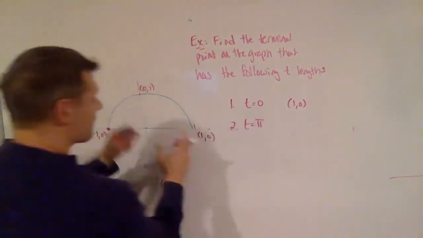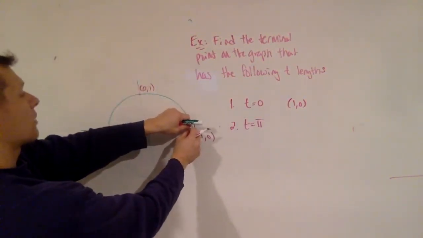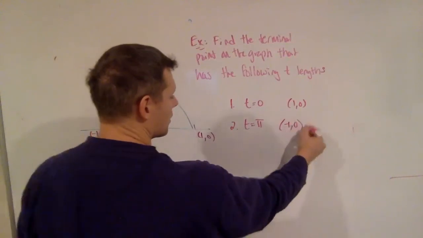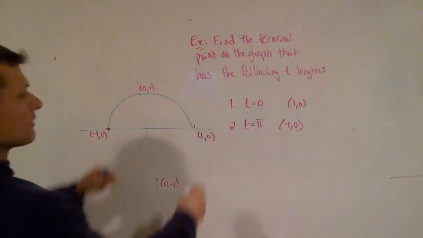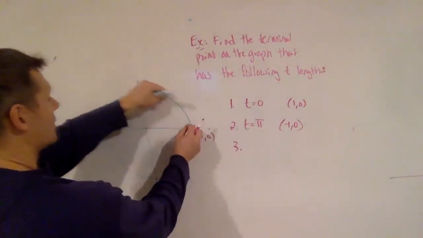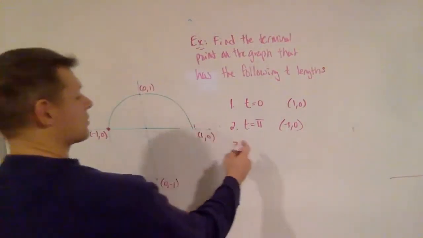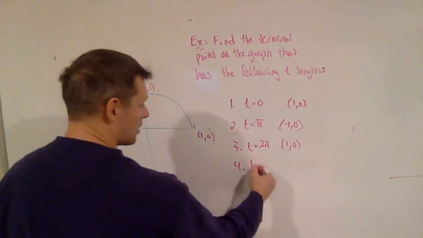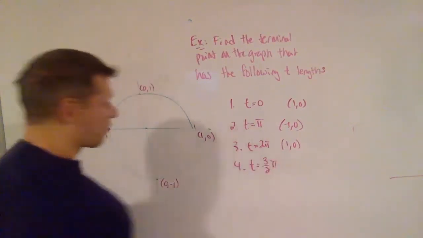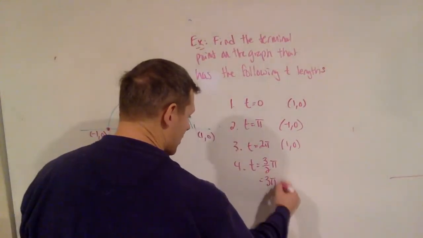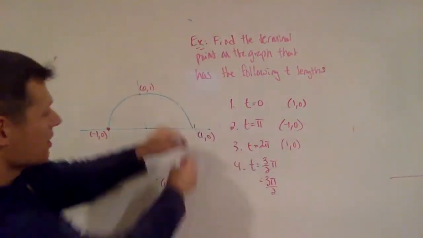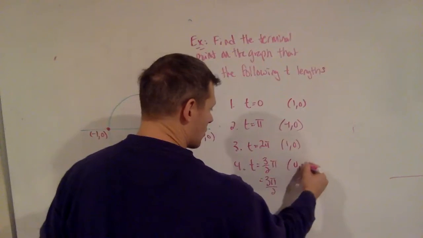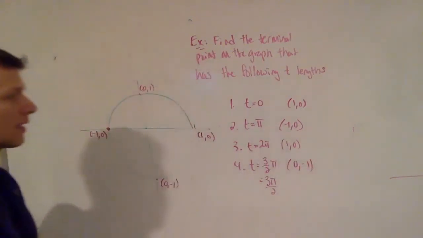Okay, number 2. Suppose I have t equals pi. I have a string that starts here and I wrap counterclockwise, and I have a string of length pi. Where do I end? I end at the point negative 1, 0. Okay? If I have a string of length 2 pi, where do I turn up? I turn up at 1, 0. Now check this out, number 4. Suppose I have 3 halves pi, or 3 pi over 2. That's usually the way they write it. 3 pi over 2. That's 1.5 pi. So I go 1 pi and then half a pi. And that puts me in this location here. 0, comma, negative 1. Okay, hopefully that makes sense.